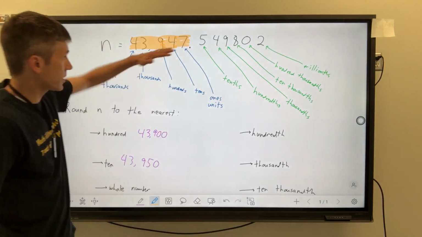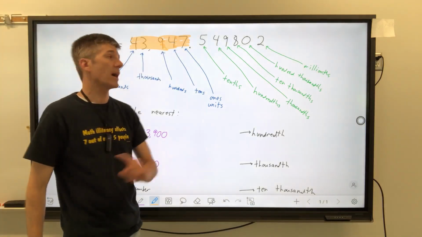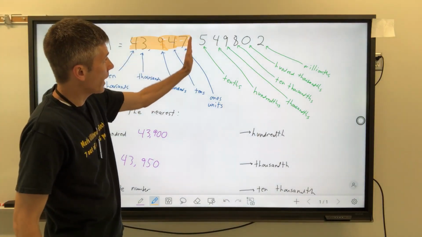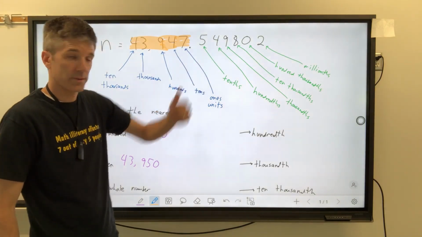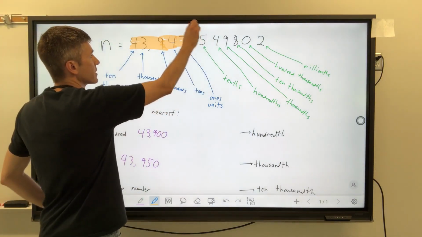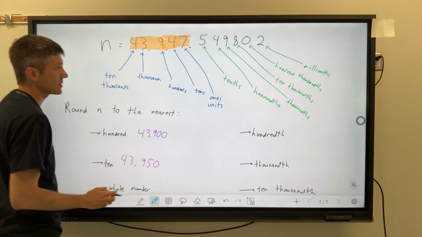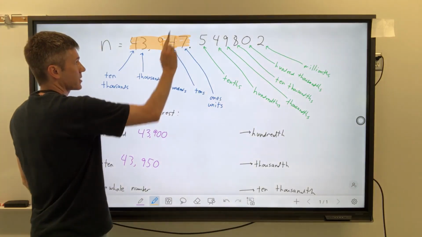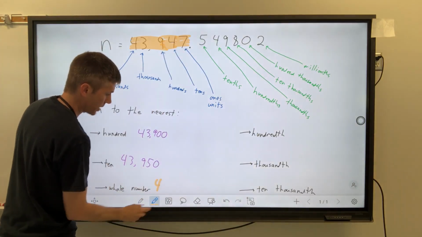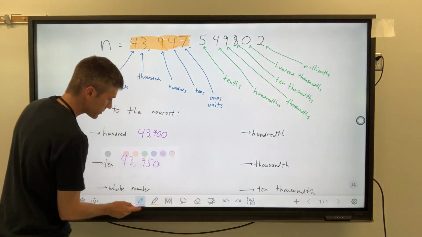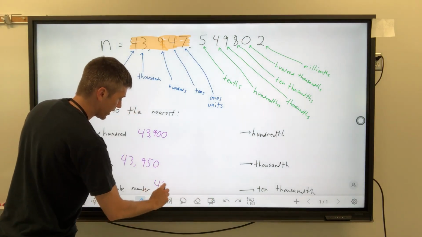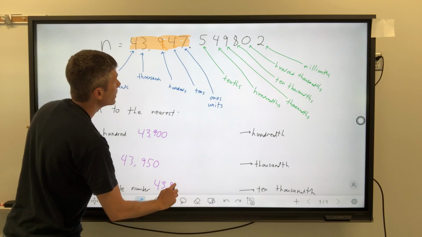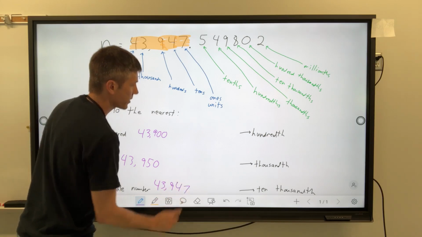Okay? Now we're going to round to the nearest whole number, which takes us to here. So we are going to keep these digits, maybe change that last one. And the one beyond that is a 5. 5 and up, round it up. So this 5 is going to send that up to an 8. We have 43,947.